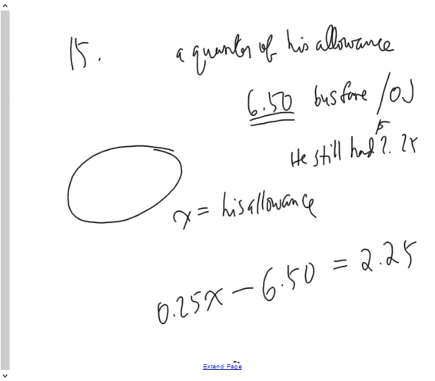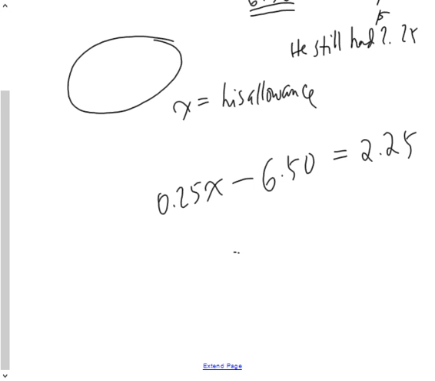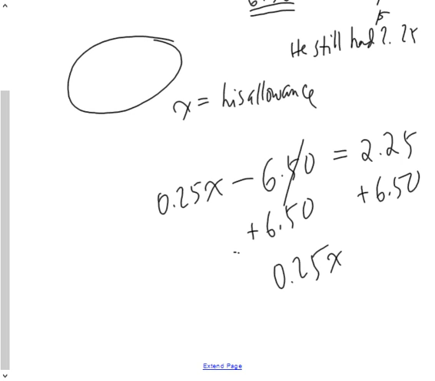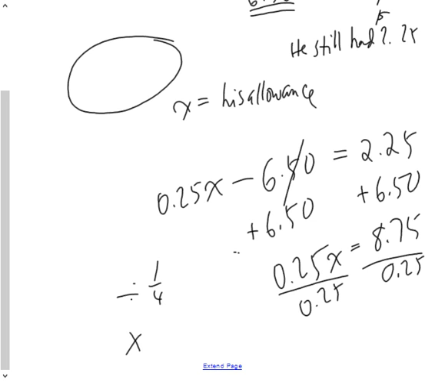So before he paid for his bus and his expensive freshly squeezed orange juice, you could add that $6.50 back on to see how much he had before he bought those things. So the quarter of his allowance would have equaled $8.75. And if a quarter of his allowance was $8.75, then dividing both sides by a quarter. And remember, dividing by a quarter is the same thing as multiplying by its reciprocal.